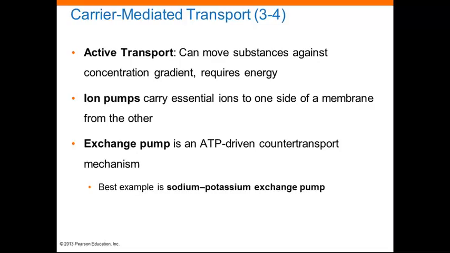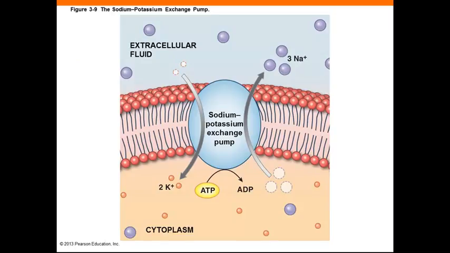So probably the best example is the sodium-potassium exchange pump, and that's what's pictured here in this figure, where we're using ATP, it's being broken down to ADP. That high energy bond in that last phosphate group is being broken and exergonically releasing its energy, which this sodium-potassium exchange pump uses to move potassium from the outside of the cell into the cell and move sodium to the outside of the cell from the inside.